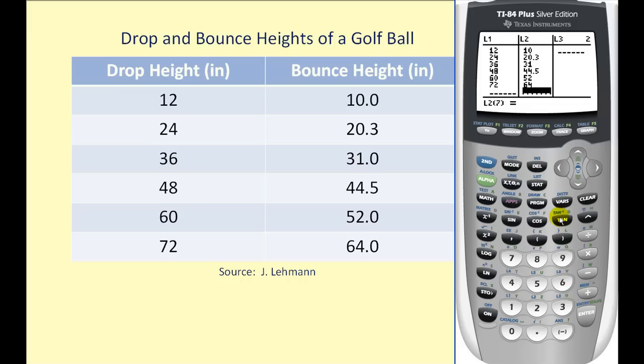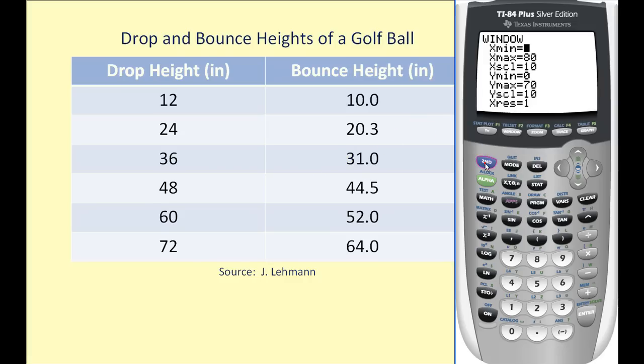Next, we want to plot these as points. So we need to make sure that our window will show all of these values. If you press Window, notice how I made the X-min and X-max 0 to 80 scaled by tens because the largest drop height was 72 and the largest bounce height was 64, so I scaled the y-axis from 0 to 70 by tens.